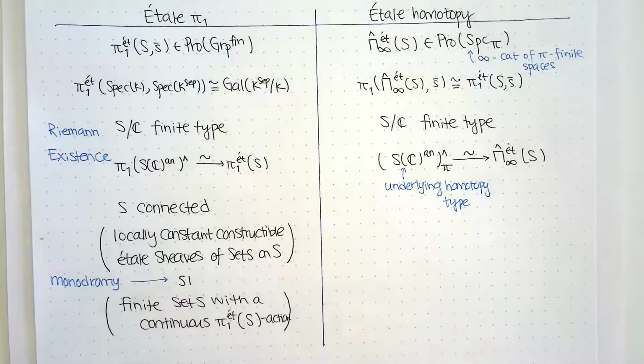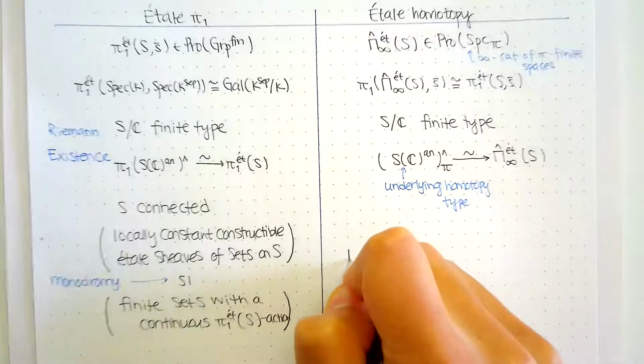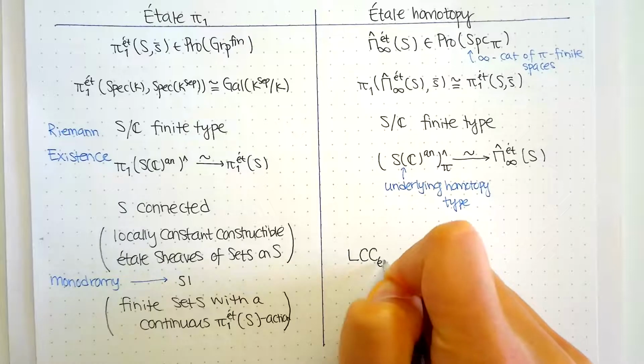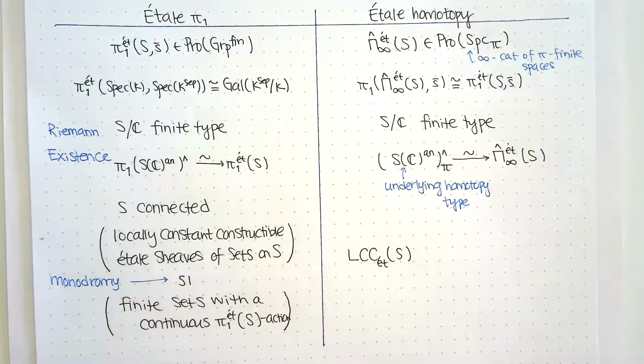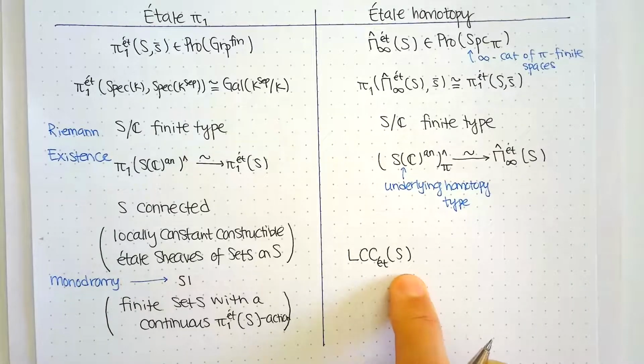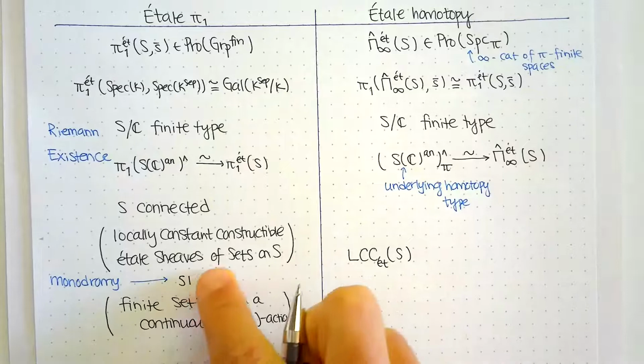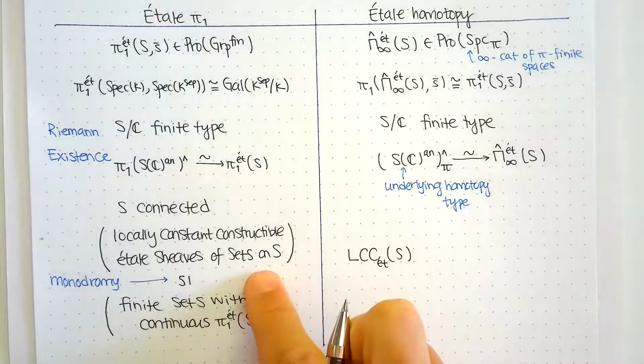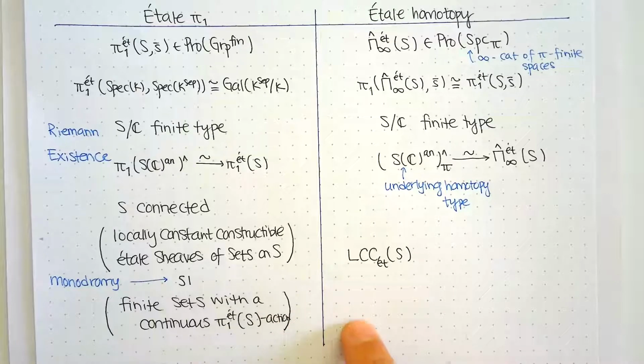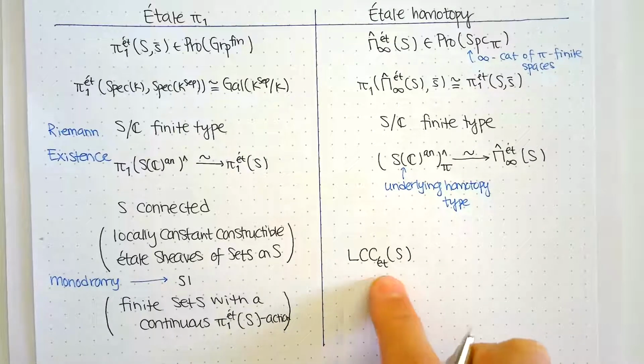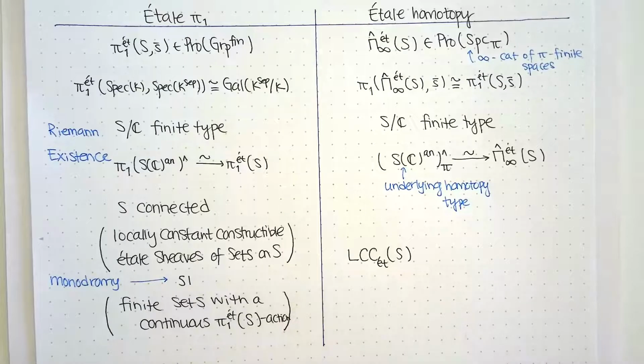Okay, and what's the analog of this? Well, basically, it's just that you replace sets by spaces. So let me write it this way. I'll write LCC et of S for the infinity category of locally constant constructible sheaves of spaces. So it's defined in exactly the same way. You look at Étale sheaves that can be trivialized over a finite cover, and they're constant with values a pi finite space. So this is the higher categorical analog of locally constant constructible sheaves of sets or abelian groups.